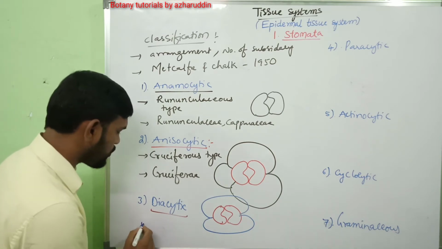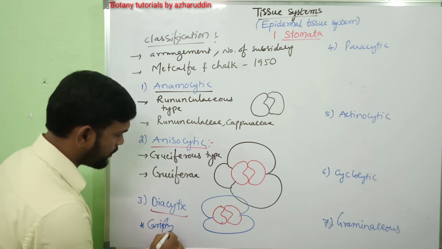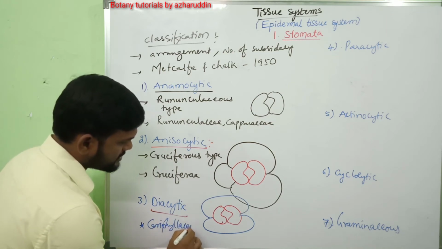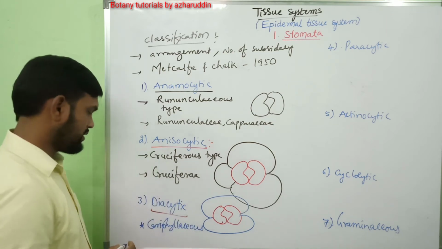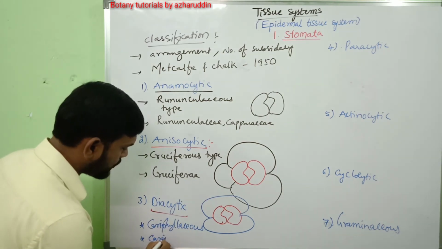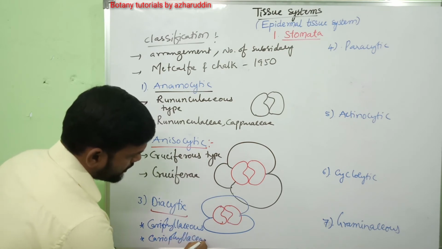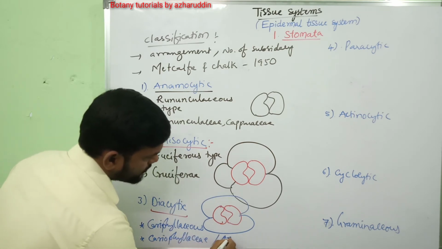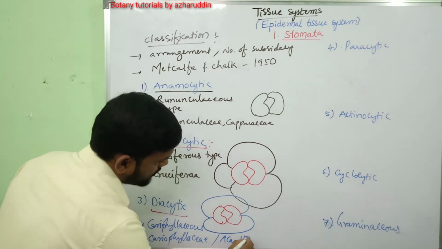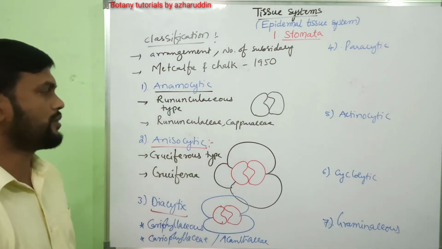They are also known as caryophyllaceous type. Example, Caryophyllaceae and Acanthaceae are the main examples for diacytic stomata.